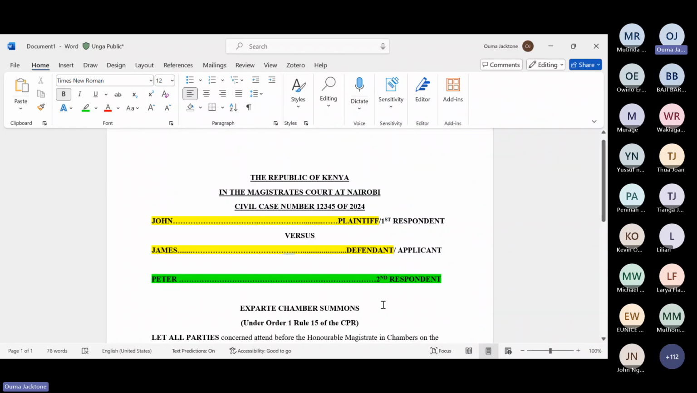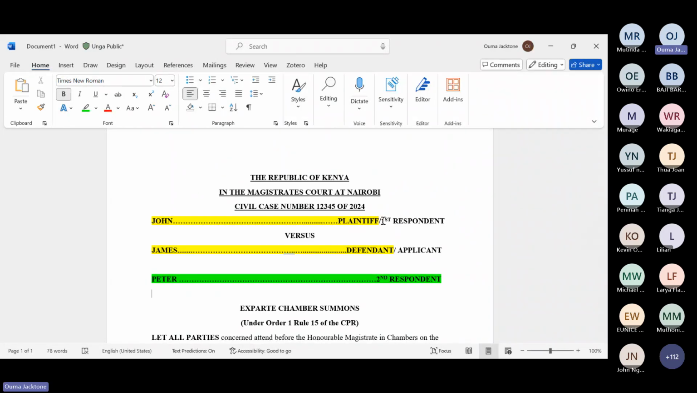So for you to bring Peter as a third party, you have to make an application. So the parties in an application are not plaintiff and defendant. They are the applicant and the respondent. So James here, who is the defendant, is going to be the applicant. Who is the first respondent? John is the first respondent because it's first in line. Any of them can be the first respondent. So John is the first respondent, and then Peter is the second respondent.